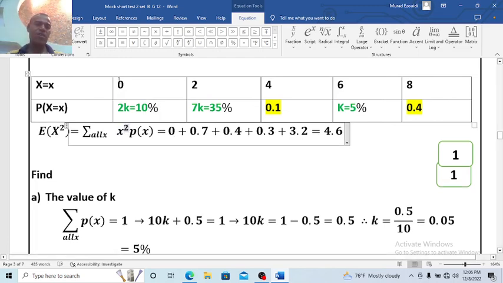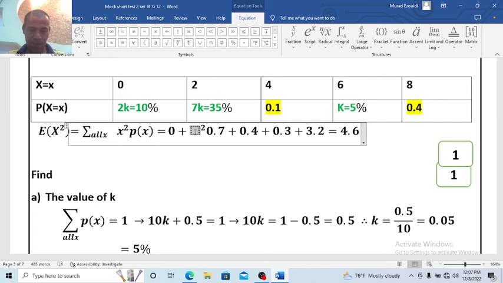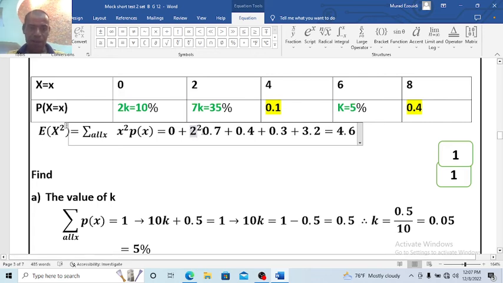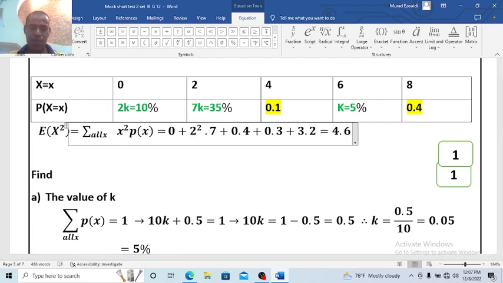So 0 squared is 0, multiplied by 10% is 0, plus 4 squared. I will write like that. 2 squared, I mean. Okay, multiply by 35%. Multiply by 35% means multiply by 0.35.